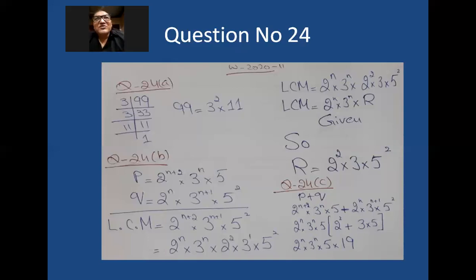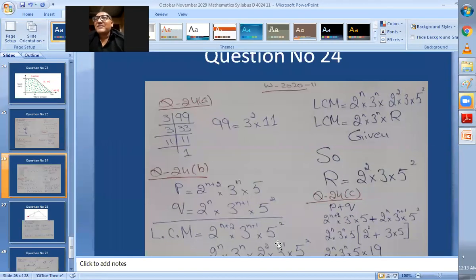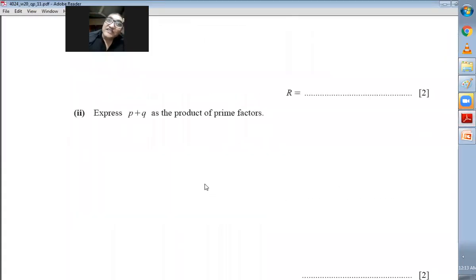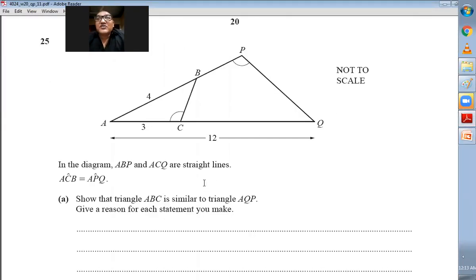This is question number 24 of the October-November 2020 maths paper, Mathematics D syllabus 4024. And this is variant 1, paper 1. 1 is the number of the paper. Okay, so we move to the next question, and the next question on your screen will be showing.